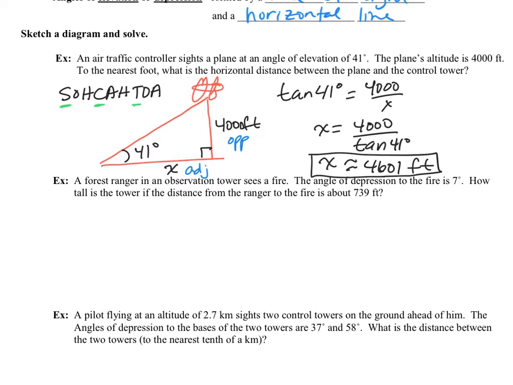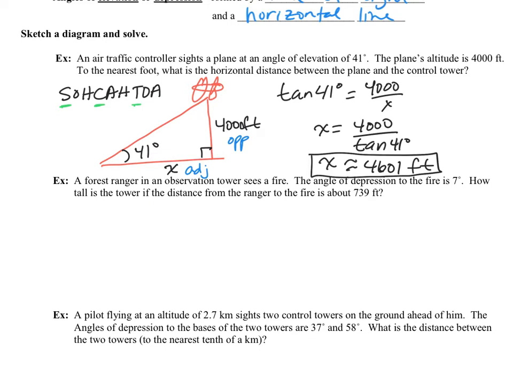Okay, our second example says the following. A forest ranger in an observation tower sees a fire. The angle of depression to the fire is 7 degrees, and the question is, how tall is the tower if the distance from the ranger to the fire is about 739 feet? All right, so let's draw a picture of what's going on.